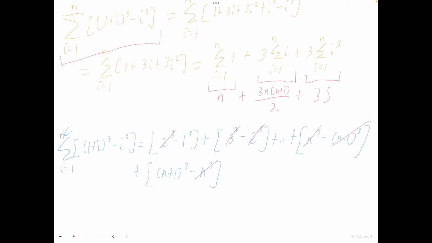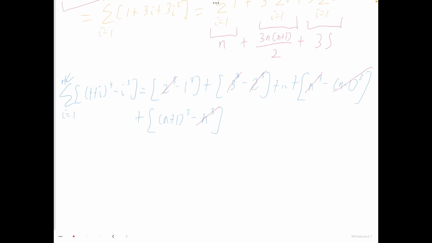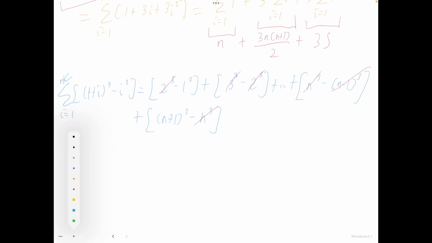Now, because 1 plus i and i differ by 1, that's expected. We expected that we'd only have the first and the last terms left, just one from each. And so we're left with a minus 1 cubed here, and we're left with an n plus 1 cubed at the end. And so now, just actually doing this is going to be n cubed plus 3n squared plus 3n plus 1 minus 1. So we get n cubed plus 3n squared plus 3n. And so that is our summation.